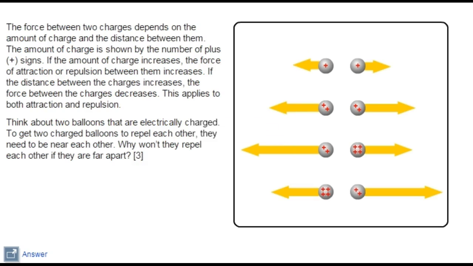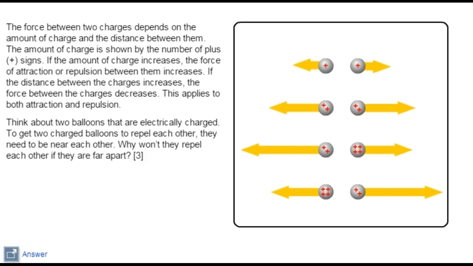Force between two charges depends on the amount of charge and the distance between them. The amount of charge is shown by the number of plus signs. If the amount of charge increases, the force of attraction and repulsion between them increases. If the distance between the charges increases, the force between the charges decreases. This applies to both attraction and repulsion.